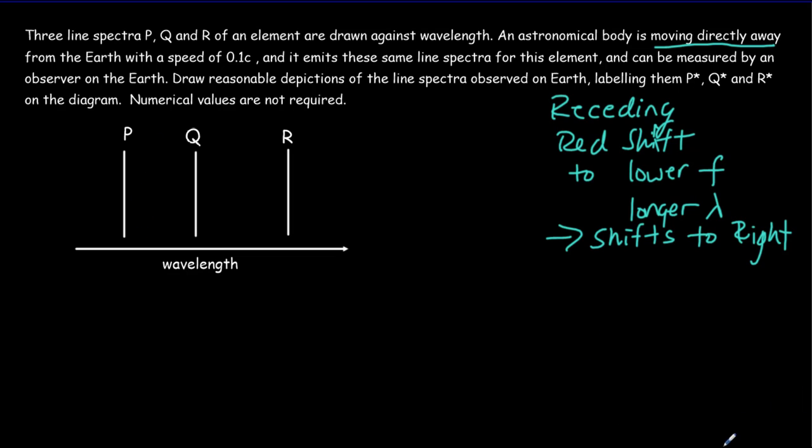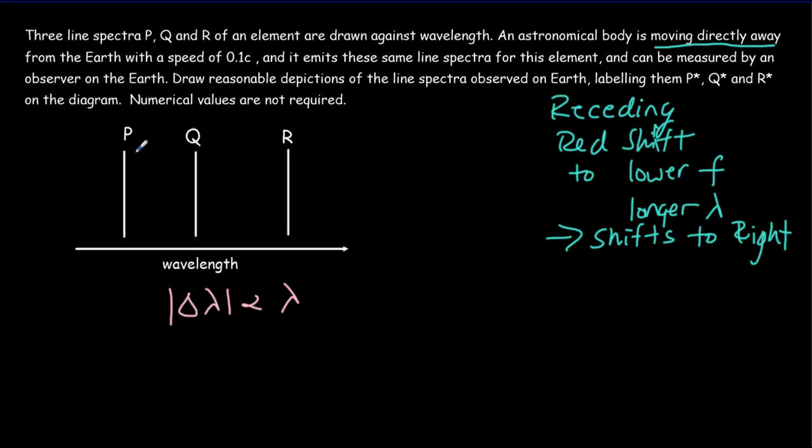The other thing we need to decide is, are they all going to shift by the same amount, or will the ones at longer wavelength shift by more? And this isn't an easy question. This is kind of difficult. You might expect that if you have a bigger change in the frequency, you're also going to get a bigger change in the wavelengths. But it's a reciprocal relationship, so it doesn't quite work that way. It turns out that the shift in wavelength is proportional to the wavelength itself. In other words, longer wavelengths get bigger shifts.